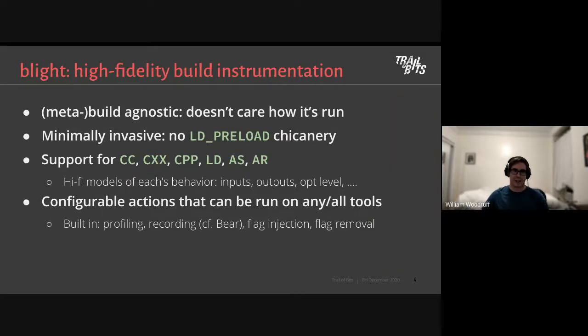So what Blight does is that. Blight is a high-fidelity build instrumentation framework. Critically, it's both build and meta-build agnostic. It doesn't care how you run it. As long as it can wrap the C, C++, preprocessor, linker, assembler, and archiver commands, you can run it through any number of build or meta-build systems.